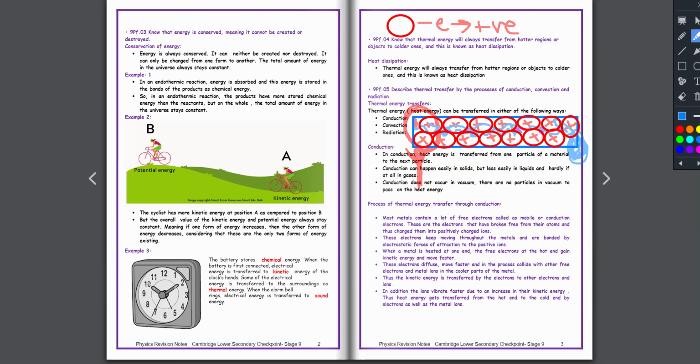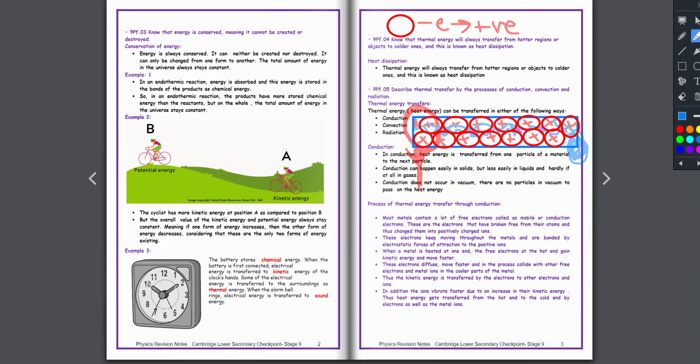Now, another thing you need to remember is they are also colliding with the metal ions, that is the positive ions. So when the free electrons are colliding with the metal ions, they're also giving away some of the heat energy to these metal ions, right?